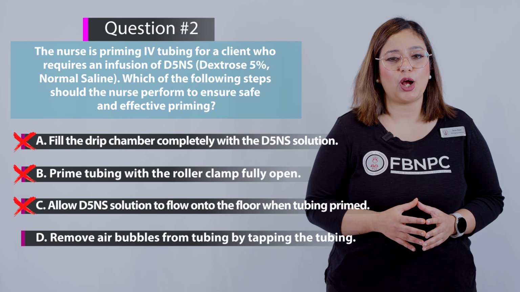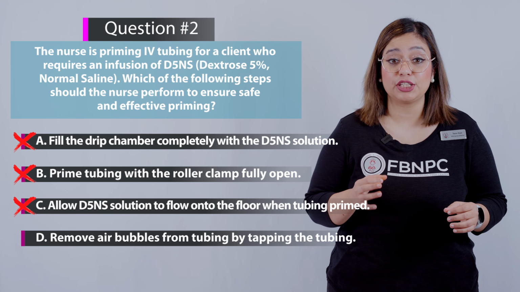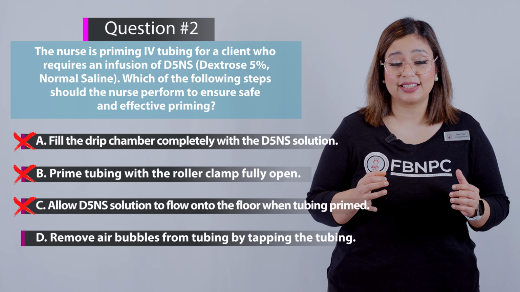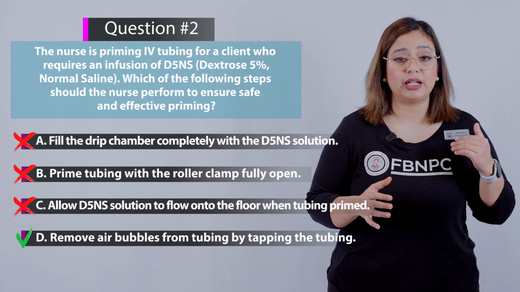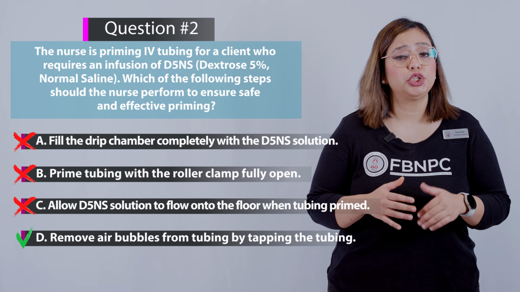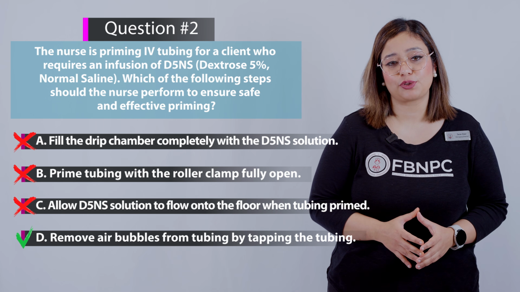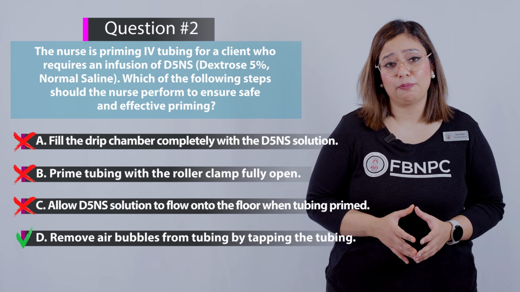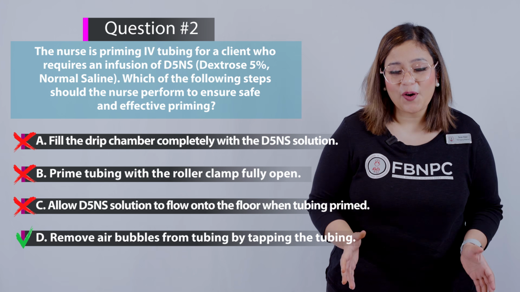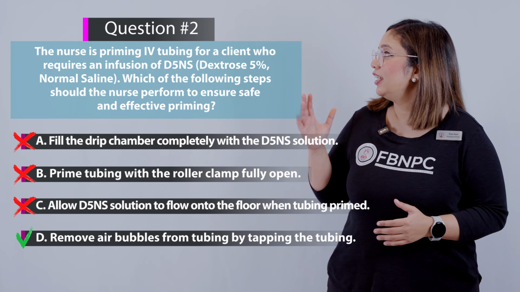Look at the last option, option number D here. Remove air bubbles from the tubing by tapping the tubing. And what do you guys think? Yes, D is the correct one. Removing air bubbles by tapping the tubing ensures that there is no air which is infused in the patient's bloodstream. And you know that can be harmful, causing emboli. So I hope you guys are still hanging on and learning with me. Let's just move on to the next question here.